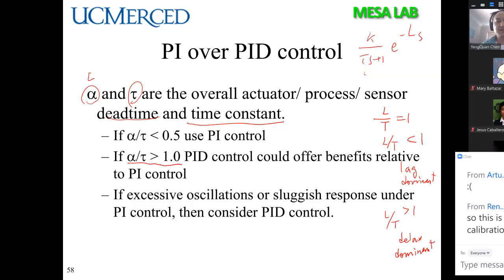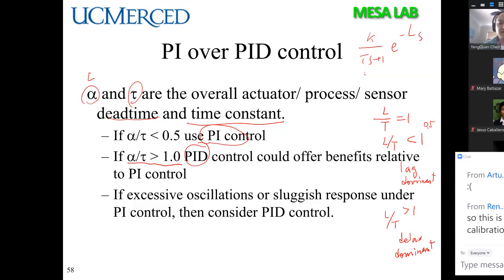So if the delay is relatively larger than your time constant, then you should use PID instead of PI. But if your ratio is less than 0.5, that means the delay is relatively small. Then using PI is okay.